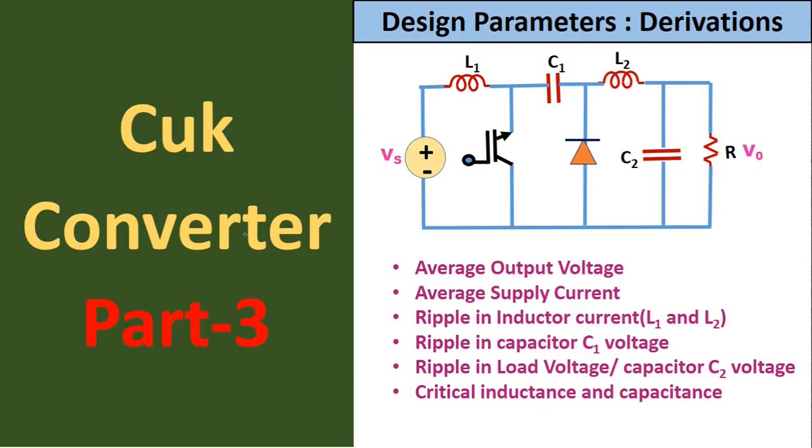Now let us see what are the derivations we are going to do in this lecture. First one is average output voltage V0. Then second one is average supply current Is. Then third one is ripple in inductor current, that is ripple in inductor 1 current and ripple in inductor 2 current. Then we are going to do the derivation of ripple in capacitor 1 voltage. Then ripple in load voltage or ripple in capacitor 2 voltage, and lastly we are going to do the derivation of critical inductance of L1 and L2 and critical capacitance of C2 and C1.